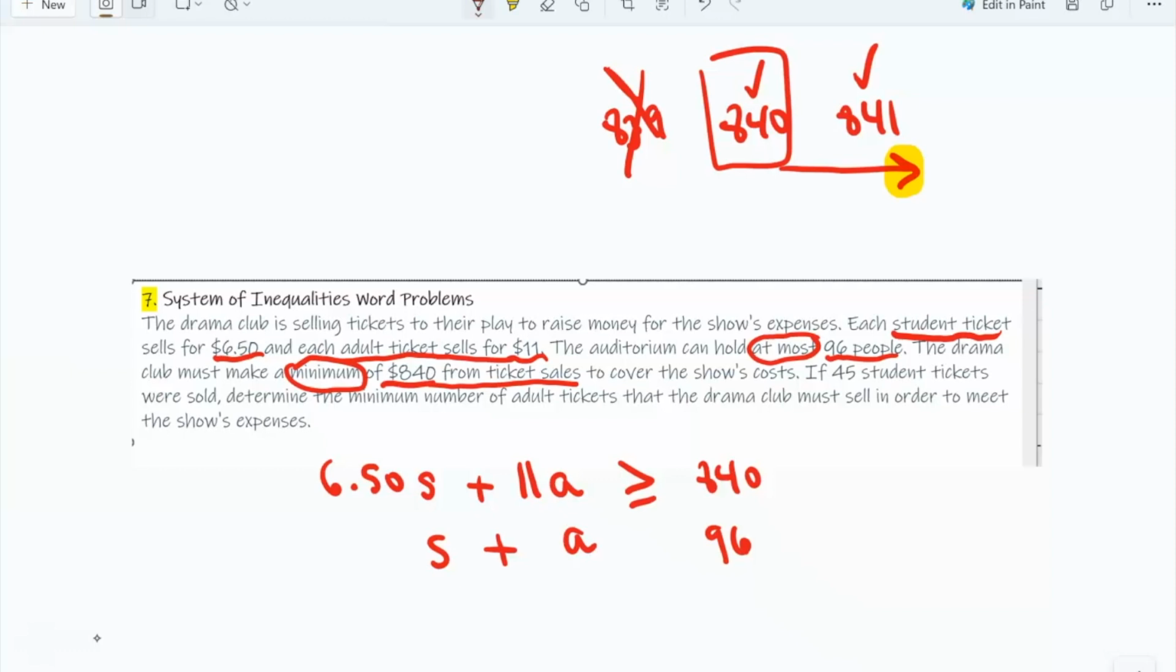And what's my keyword? At most. What does at most mean? The maximum. The at most people I can have is $96. So let's go ahead and do that. I have $96 as my starting point. All right. At most I can have 96.